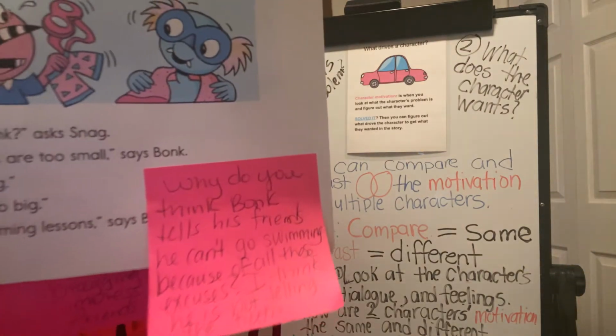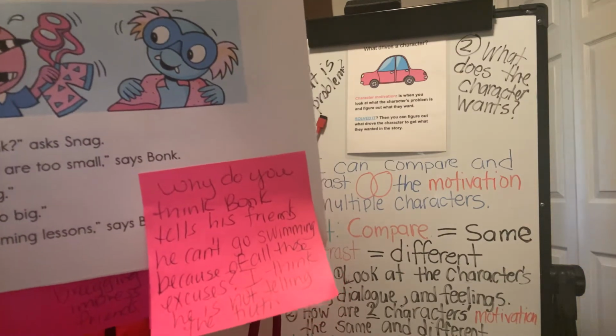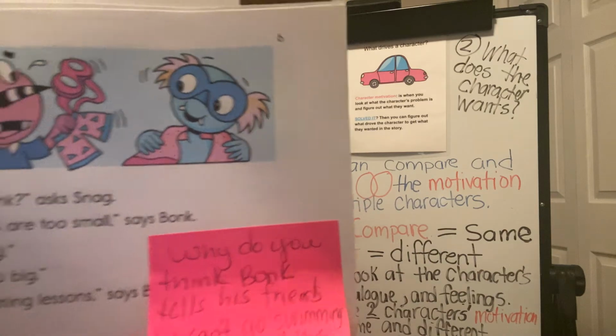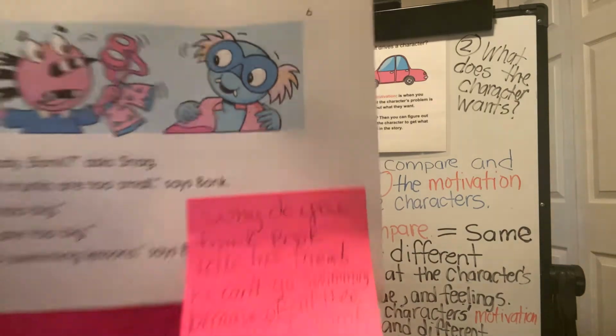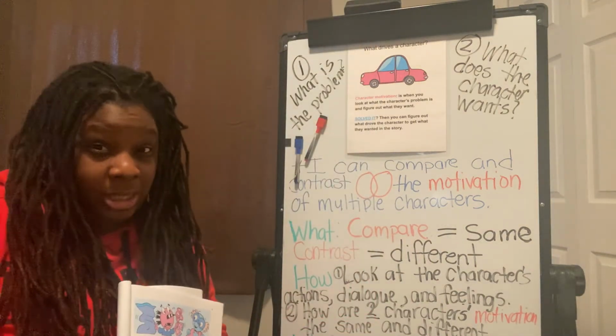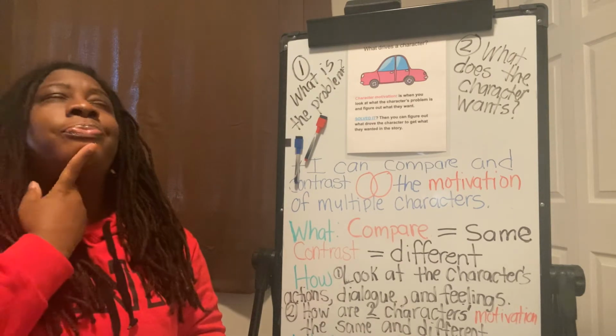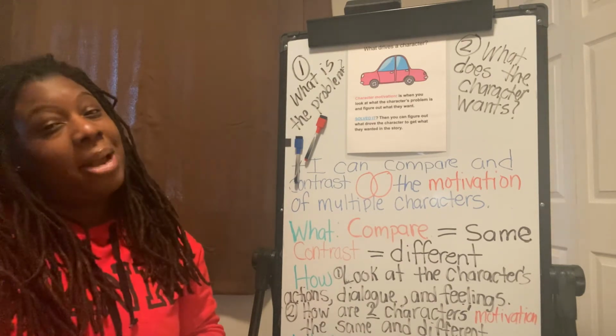Looking at the picture, why do you think Bonk is telling his friends that he's not able to go swimming with them? Why do you think he has so many excuses? Do you think Bonk is telling the truth? We're about to find out.